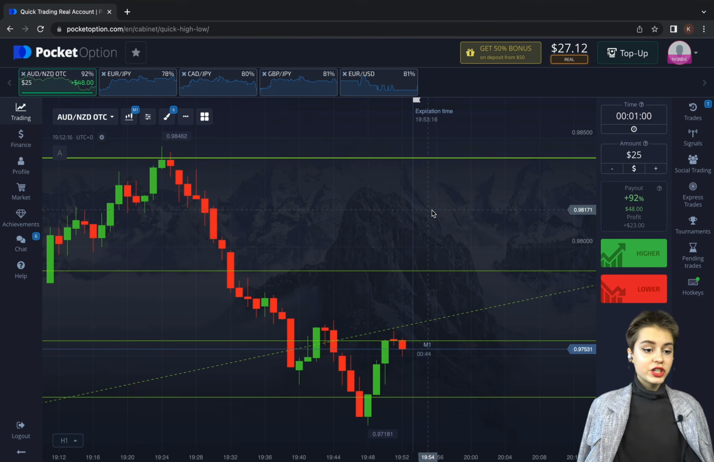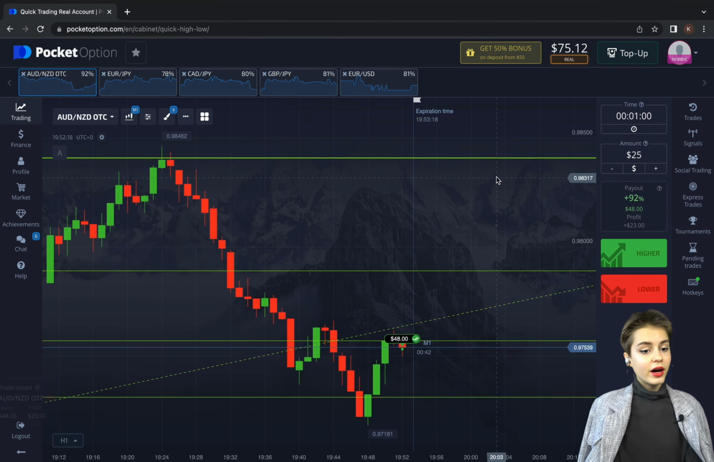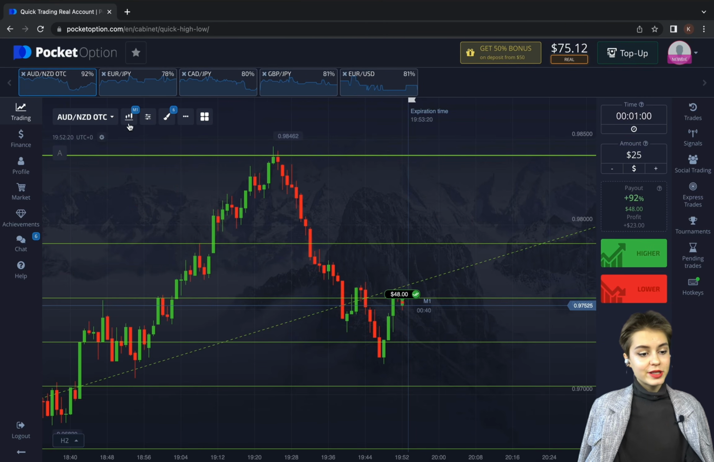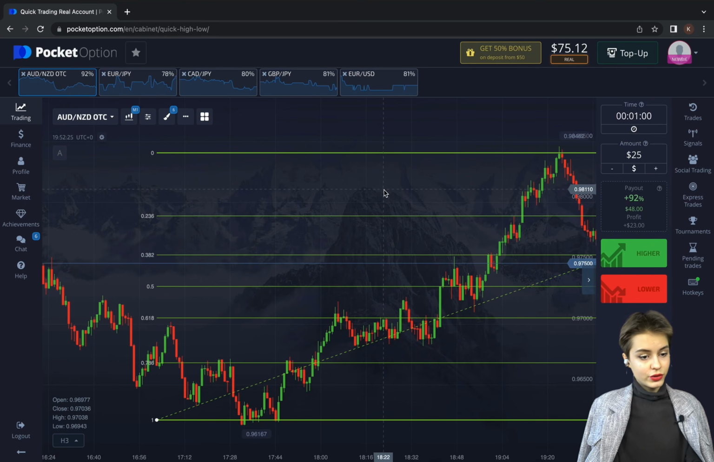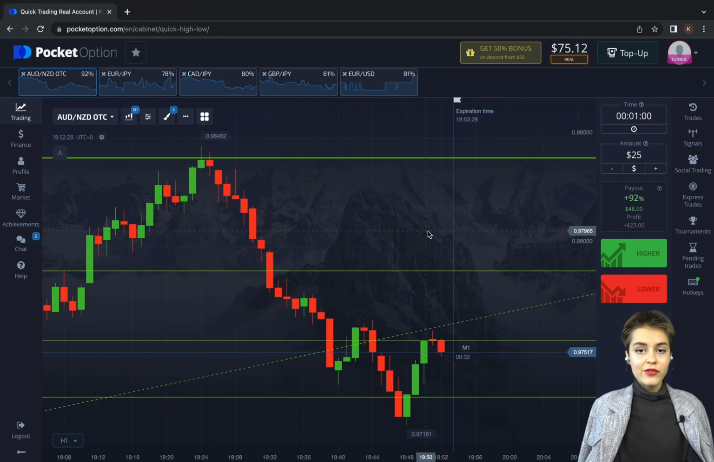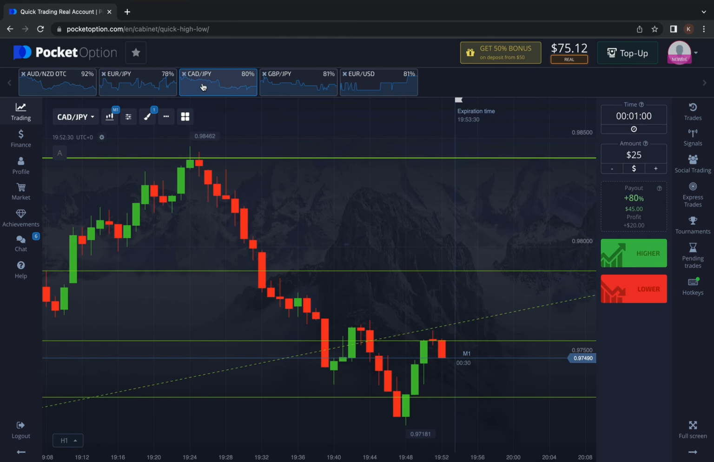We get another reaction on the same chart and earn $48 extra. Here, resistance level 382, and we open the deal with lower from it.